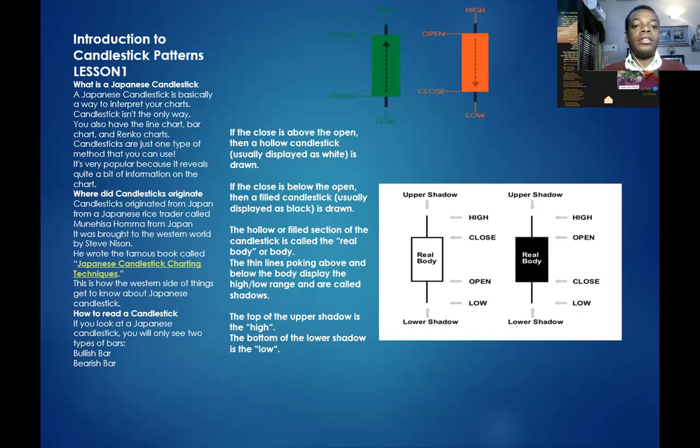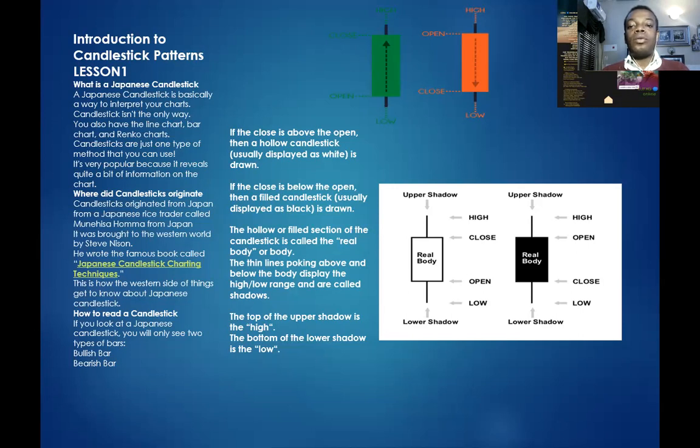Because of that, it was initially only for the Japanese traditional market, until a man from the western part of the world, whose name was Steve Nison, came and discovered this Japanese candle. He went through the process of studying it, wrote a book on it, and introduced it to the Western community. If you really want to go through his book, you can go online, search on Google, and look for Japanese Candlestick Charting Techniques by Steve Nison, the person who introduced the Japanese candle.